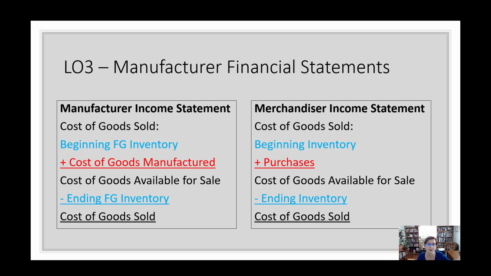Now the manufacturer looks very similar. You're going to see the things that look similar. Instead of beginning inventory, we say beginning finished goods inventory because we have to differentiate it from the other inventories. Add cost of goods manufactured. So we're not buying the goods, we're manufacturing them. So instead of purchases, you have cost of goods manufactured, and that's a calculation, which we're going to look at. And that gives you cost of goods available for sale minus your ending finished goods inventory gives you cost of goods sold. All right, so the cost of goods sold part of your income statement looks a little bit different.